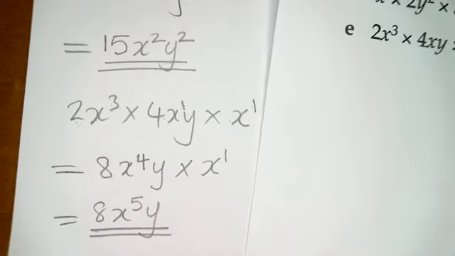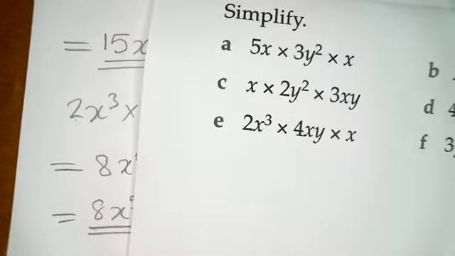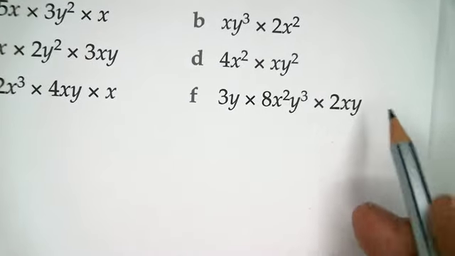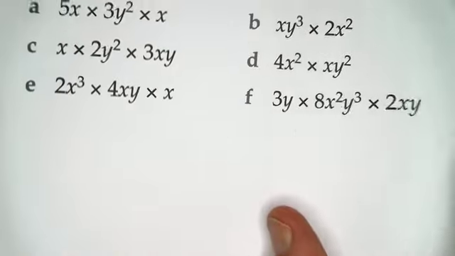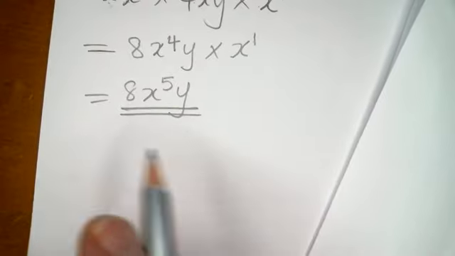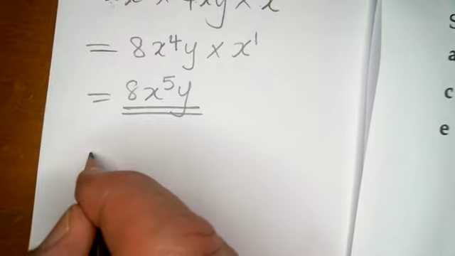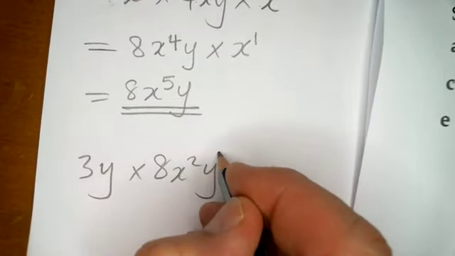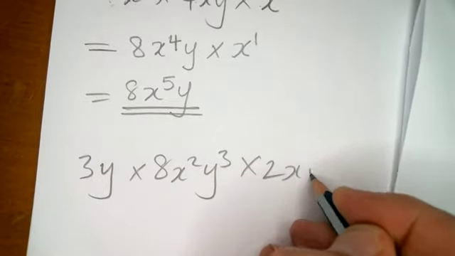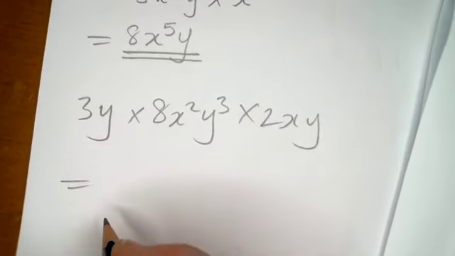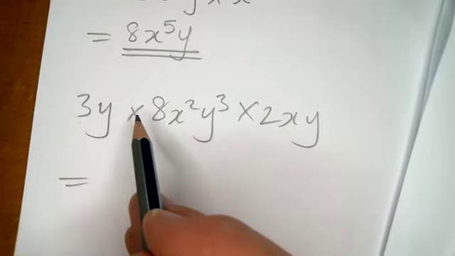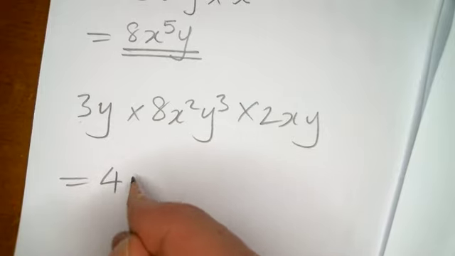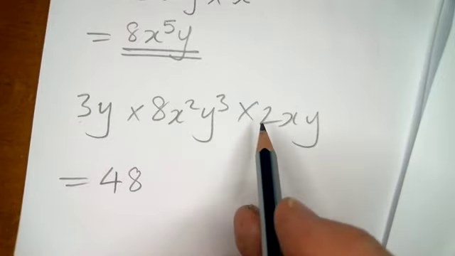All right, let's have a look at this. F looks pretty exciting. There it is, 3y times, crikey, look at all this. Okay, this looks great. So I'm going to rewrite that one down. Here we go. This is going to be 3y times 8x squared y to the 3 times 2xy. Gosh, that's awesome. All right, so the coefficients are 3, 8, and a 2, or 3 8s are 24, times 2 is 48.